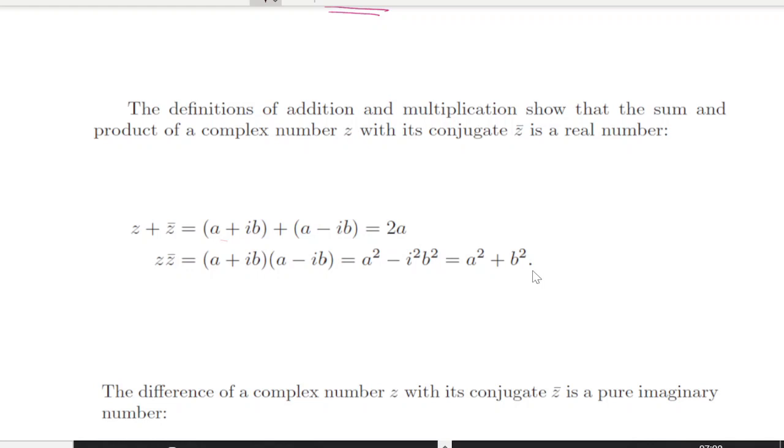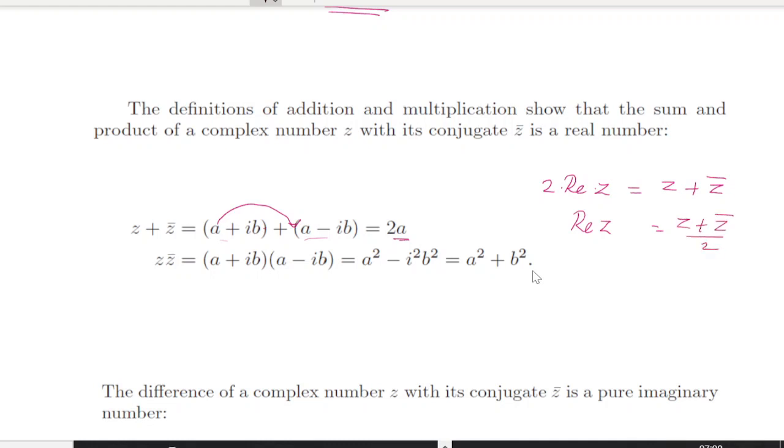What you're getting is a plus ib plus a minus ib. As per our procedure of addition, it will result in a plus a, that is 2a, plus i into b plus minus b, so it should be 0. So what you're getting is 2a, that is 2 times the real part of z, equal to z plus z bar. Or else you can say that in order to find the real part of z, it is nothing but z plus z bar by 2.